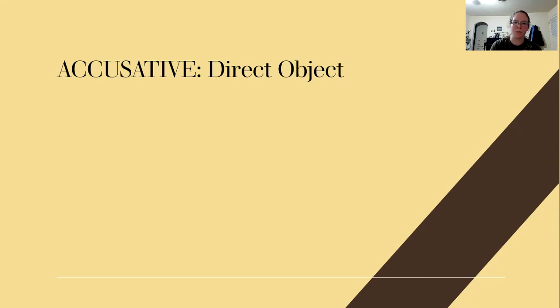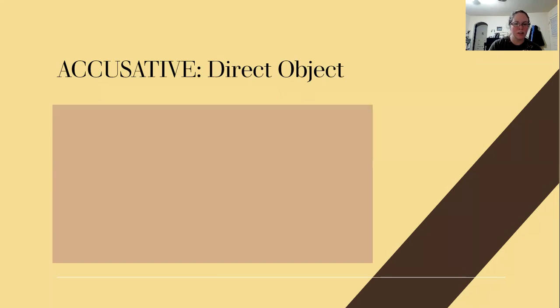Accusative case is used for the direct object. The singular is super easy. In English, it's me. In Latin, it's me. So the difference is pronunciation and the macron over the vowel E, that long line. But otherwise, it's exactly the same. So me goes to me.